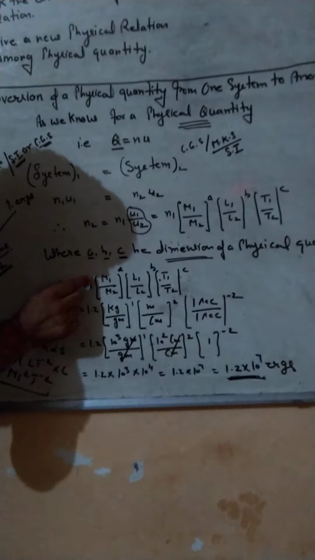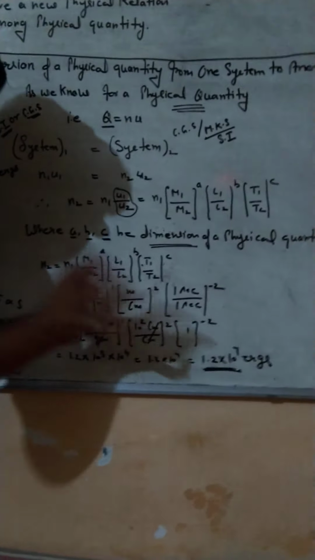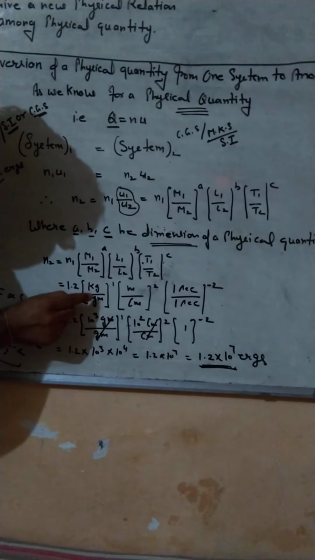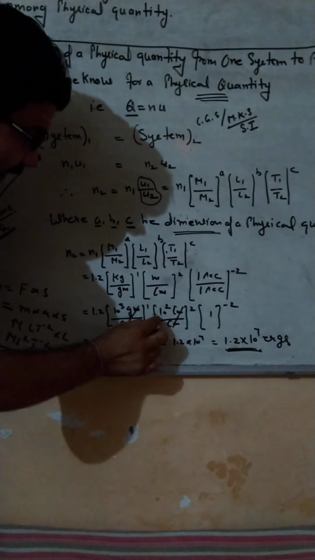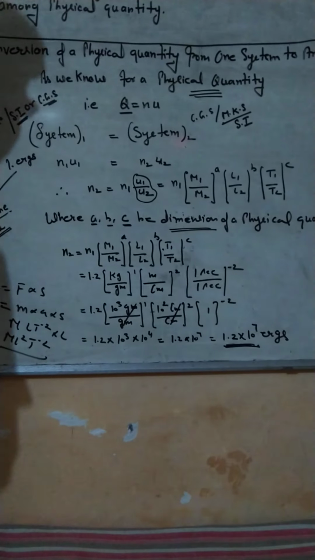Now in the SI system we know that mass is measured in kg, length in meters and time in seconds. Similarly in CGS, mass is measured in grams, length in centimeters and time in seconds. Now what will we do? We will change the SI system into gram because we want to convert into CGS. So 1 kg is equal to 10 to the power 3 grams, 1 meter is 10 to the power 2 centimeters, and seconds cut out, 1 to the power minus 2, like this.